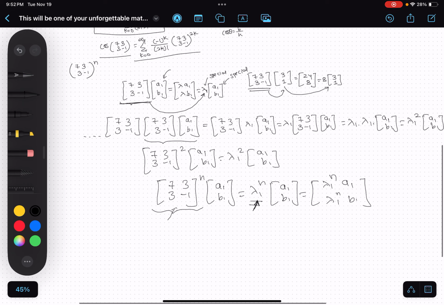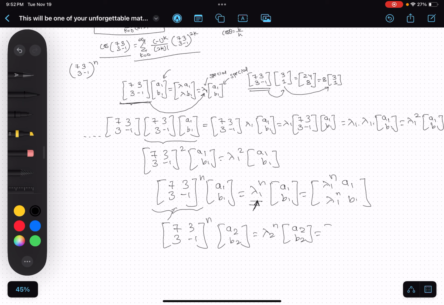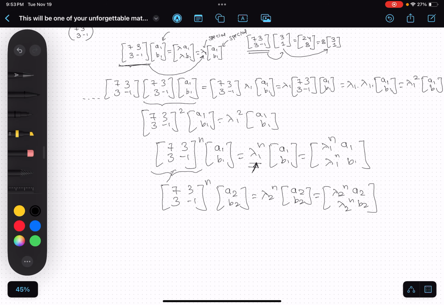Now earlier I told you that for two dimensions there will be two such special vectors, like this a1 b1, this is a special vector. So let's say the other vector is a2 b2, and the matrix to the power n times a2 b2 also has the same property that it will just be scaled when multiplied by that matrix, right? So this will just be lambda 2 to the power n a2, lambda 2 to the power n b2. Okay, now we know this, right?